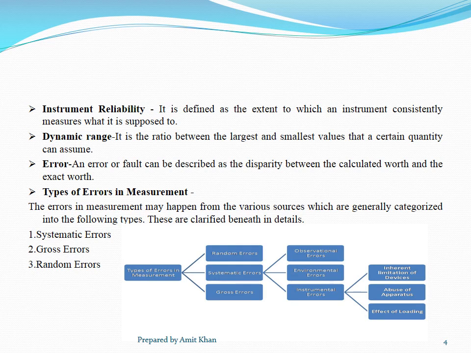There are different types of error in measurement. The errors in measurement can happen from various sources, which are generally categorized into the following types. These are clarified beneath in detail. The first one is systematic error, then gross error, then random errors. Then we can see in the diagram that systematic error can be divided into different types of errors, that is observational error, environmental error, and instrument error. Instrument error can be of three types, that is inherent limitation of device, abuse of apparatus, and effect of loading, that is loading effect.